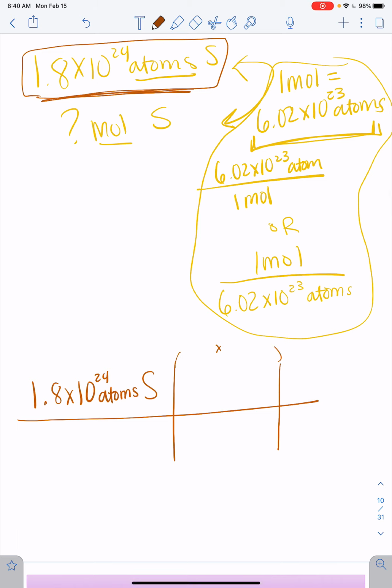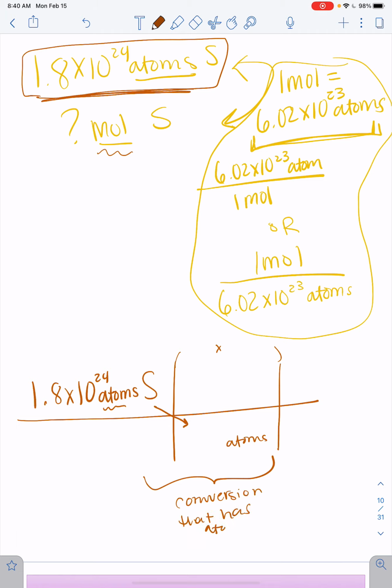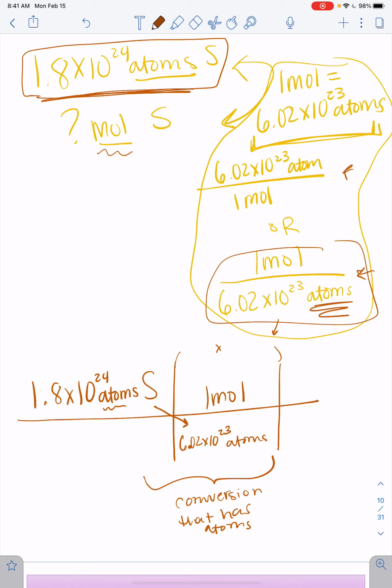So again, I'm trying to get to moles. I'm at atoms at the moment. So whatever's on top, you're going to put on bottom. Just going to put atoms. And then right here, you are looking for a conversion that has atoms. The only conversion that we know at the moment is both right here and right here. We need to figure out which one matches this format. Since this one has atoms on bottom, this is the one I'm going to use. So I'm just going to rewrite that: 6.02 times 10 to the 23rd atoms equal 1 mole on top.